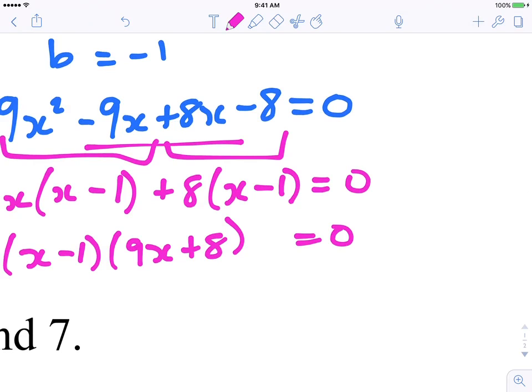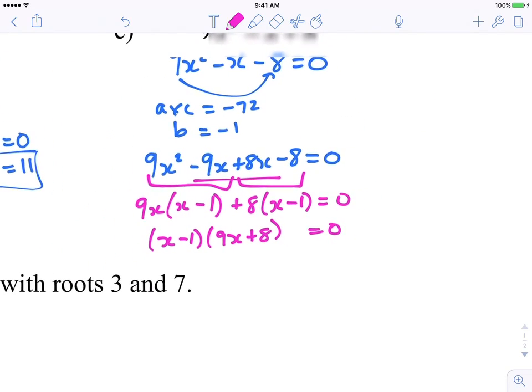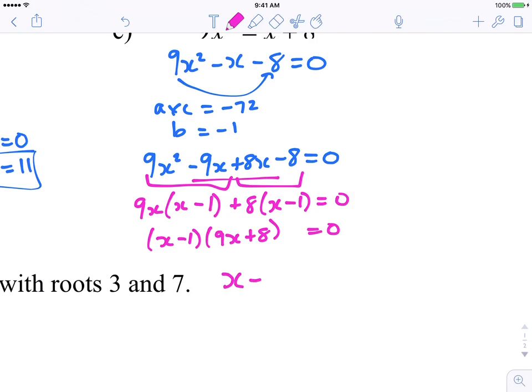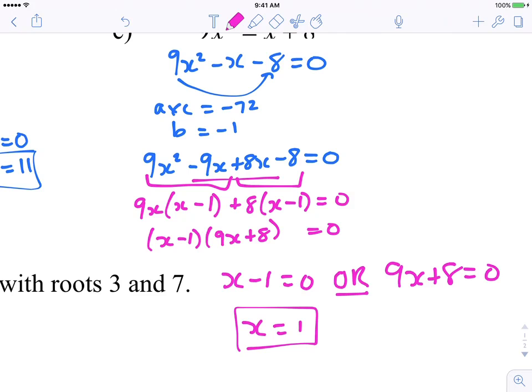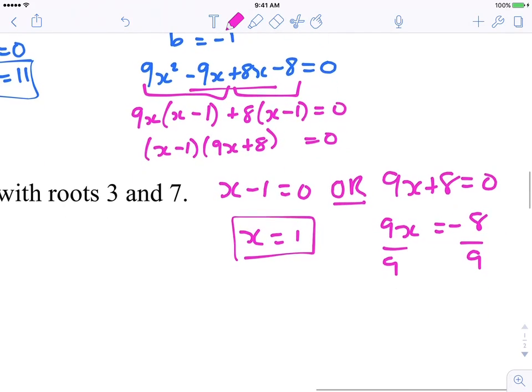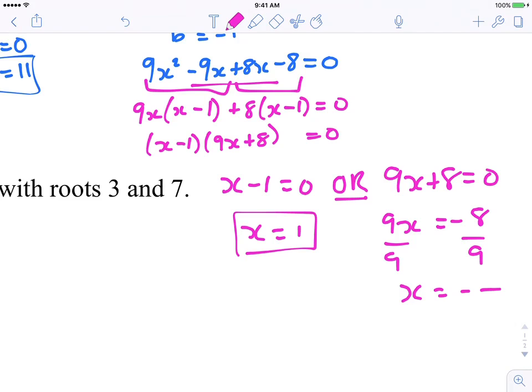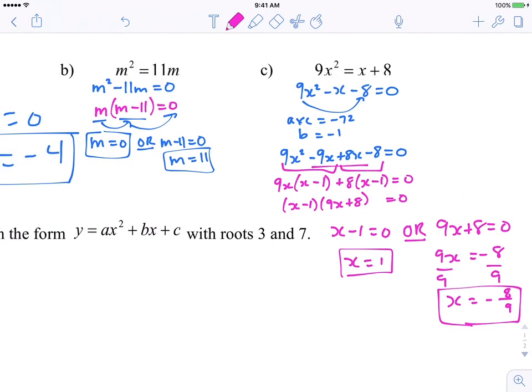And so those are our two roots. We say either x minus 1 equals 0 or 9x plus 8 equals 0. If x minus 1 is 0, then x equals 1. Or, in this case, we'd have 9x equals negative 8, and then we have to divide both sides by 9 to isolate the x, and then x would equal negative 8 over 9. That one's a little more complicated, but if you're proficient with factoring, then you know exactly what to do to get that into root form.